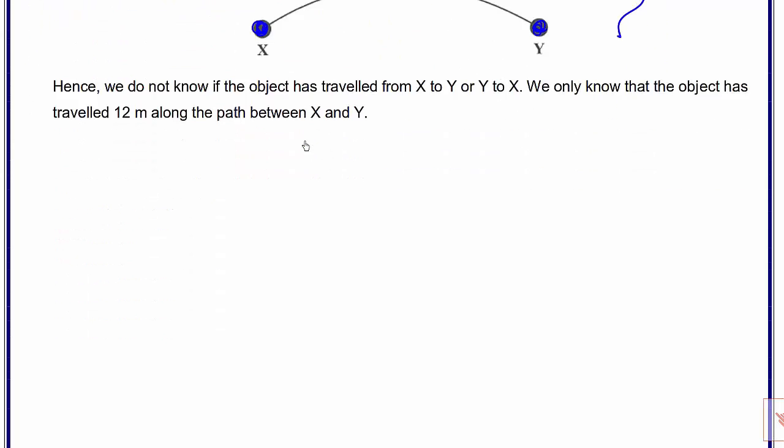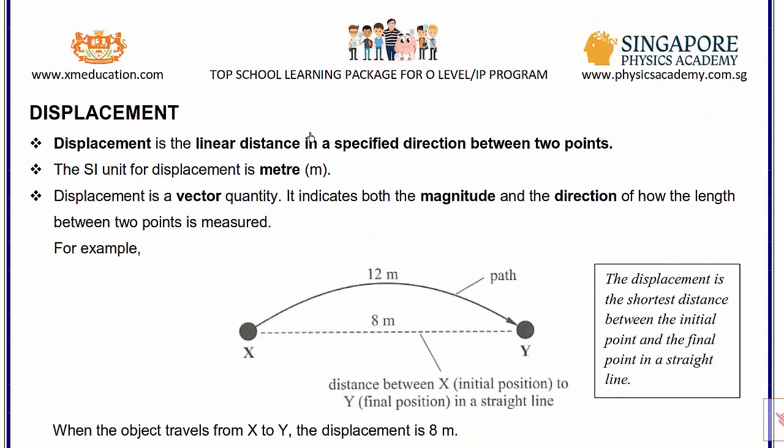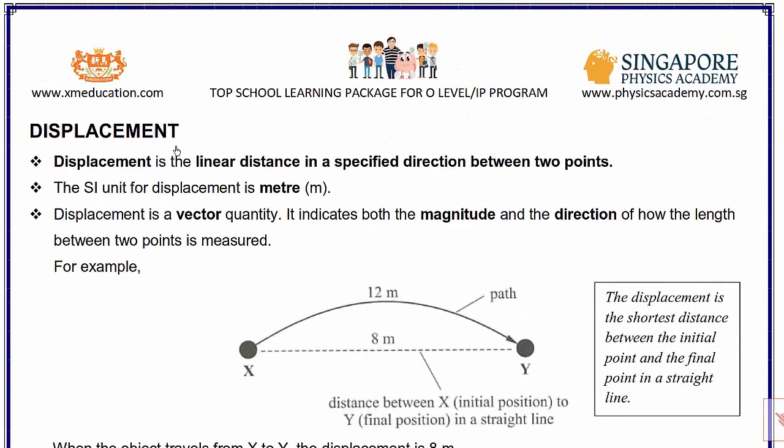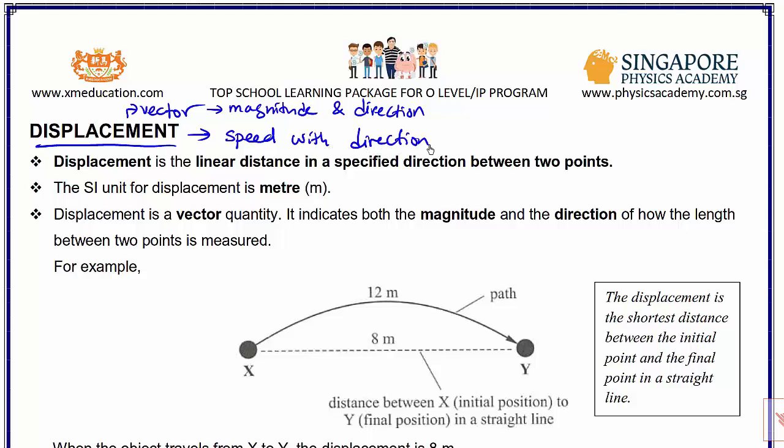Simple. Now let's look at what is displacement. Displacement is a slightly more difficult concept because displacement is actually a vector quantity. A vector means it has magnitude and direction. So what is displacement actually? Displacement is actually the speed with direction. Do you understand? As simple as that. So it's not enough to talk about the speed, you must talk about direction as well.